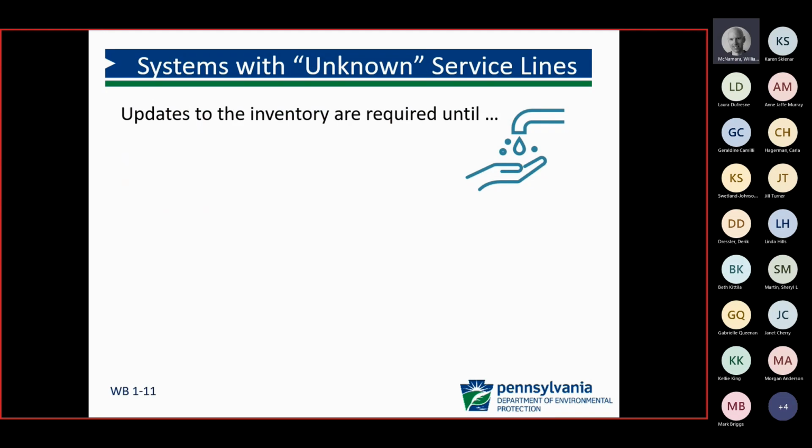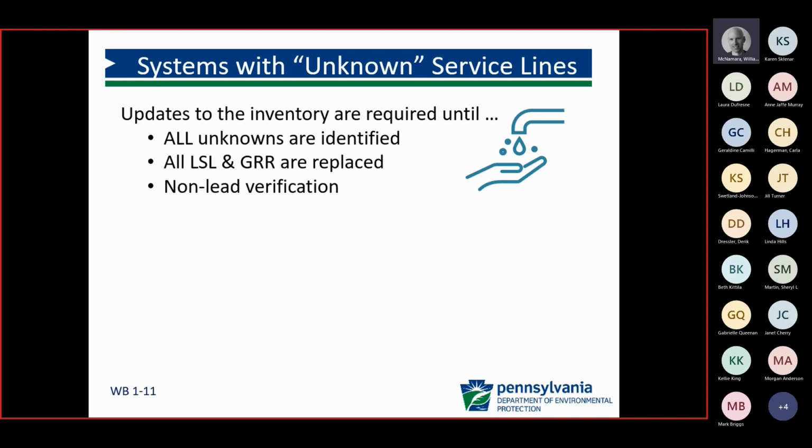So those systems with unknowns, and of course, a lot of our systems, by the time that this inventory is due, are going to have a lot of unknowns. So the requirement is that after the initial inventory is due, you will still have to provide updates to the inventory until all the unknowns have been identified in your system, until all the lead service lines and galvanized requiring replacement lines have in fact been replaced, or you have done your non-lead verification of your lines.